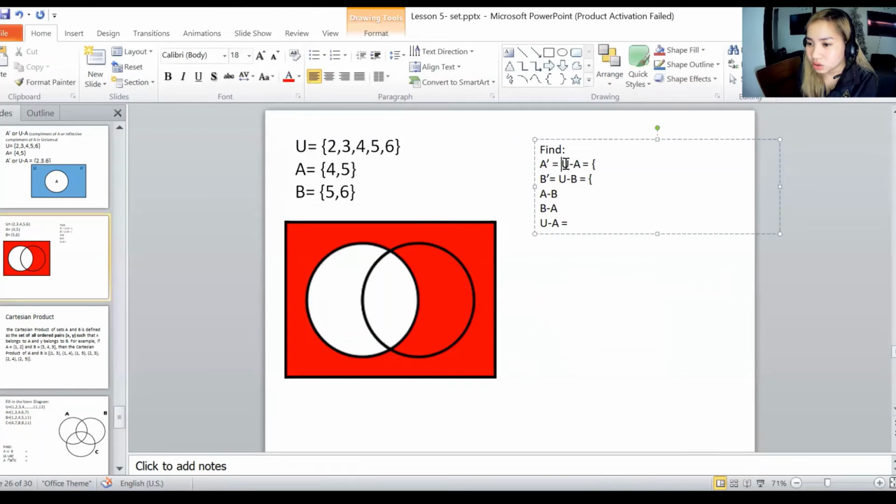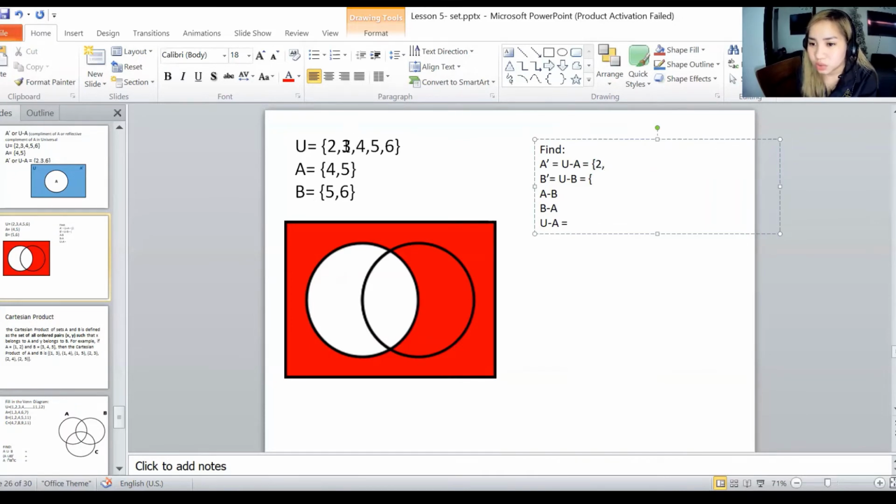So, again dito, naka-base tayo sa universal. Kung ano yung elements na meron sa universal na wala sa A, yun yung magiging final answer natin. So, we have these elements under ng universal: 2, 3, 4, 5, 6. Isusubtract natin to dito sa 4, 5 kasi U minus A yan or complement of A po yung hinahanap natin. So, meron po bang 2 dito sa A? Wala pong 2 kaya kasama siya sa final answer.